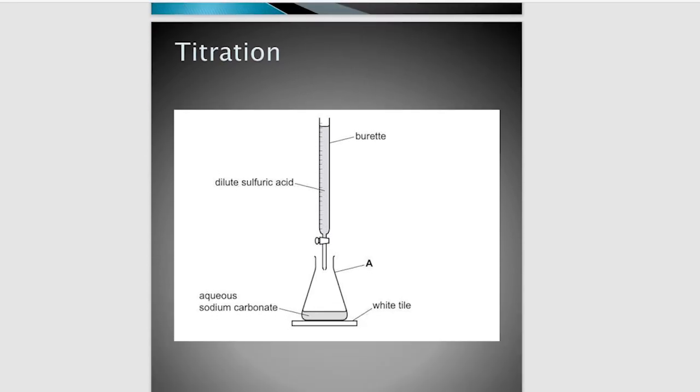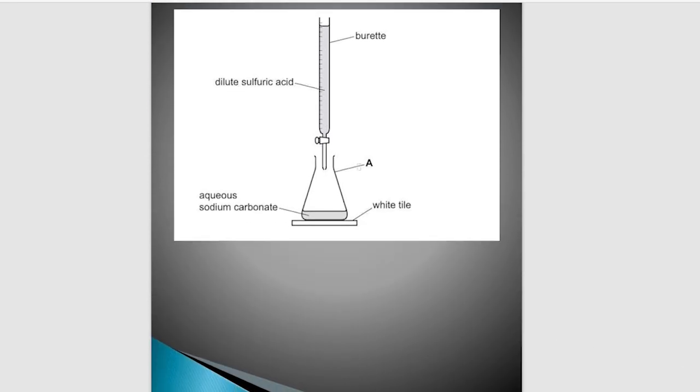So what does the titration apparatus look like? This one is the burette, with dilute sulfuric acid in it. There are some important points. This white tile is used to observe the clear change in the indicator. The indicators which are part of your syllabus are thymolphthalein, blue and methyl orange.